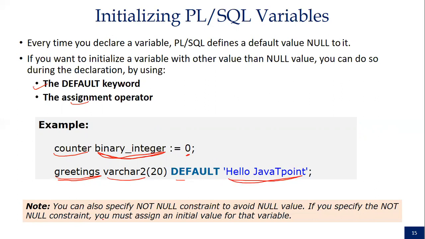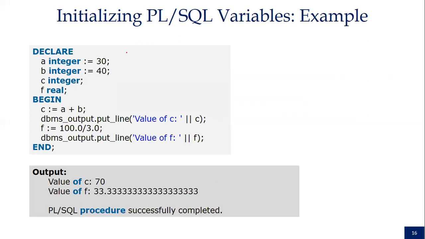You can also specify a not null constraint to avoid null values. If you specify a not null constraint, you must assign an initial value for that variable. This is an example of variable assignment. Here you can see A, B, C, F. These are the four variables of type integer, integer, integer, and real. Two variables, A and B, we have initialized with the values 30 and 40. For integer C and real F, we have not provided any value.